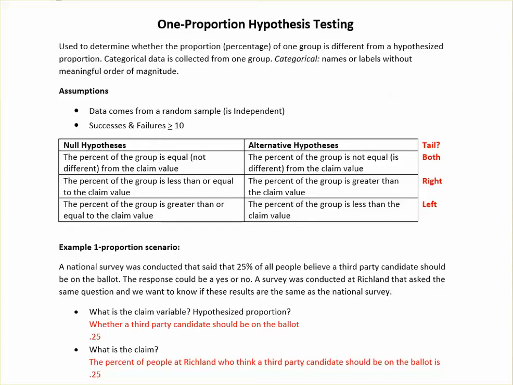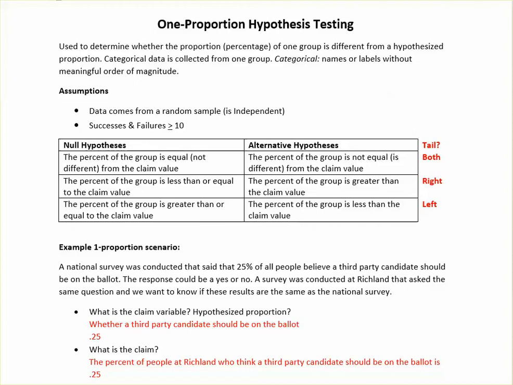So basically you're trying to figure out: is the data we collected different from a hypothesized proportion? And normally, like I said, that proportion comes from a specific source, which is why you're trying to test against it to see if yours is different, more, less, whatever.